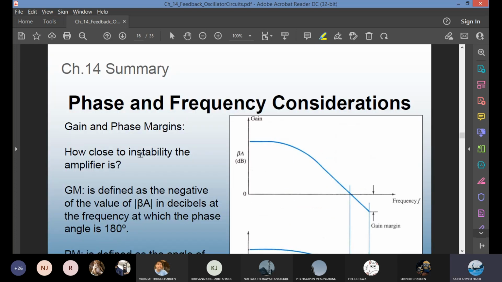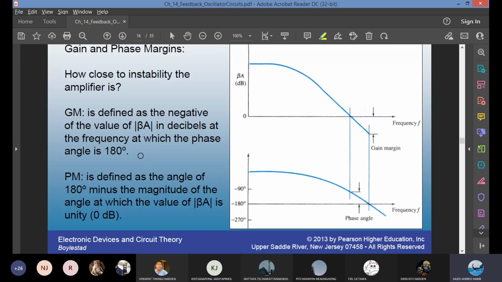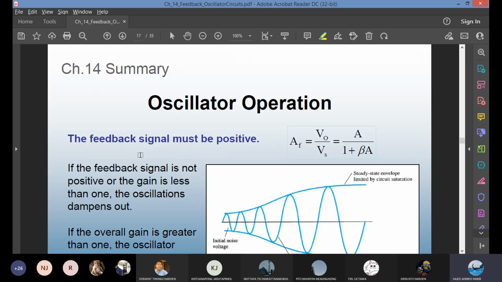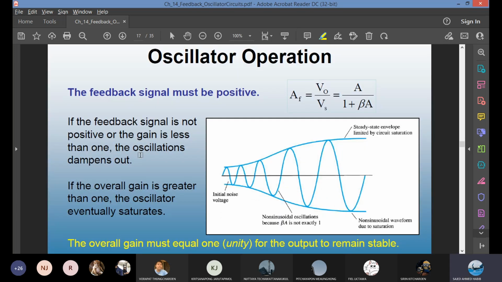Slides 14, 15, and 16 we briefly described, but you can skip them. You can skip slides 14 until 16 for the exam or for the quiz, but slide 17 you must study.